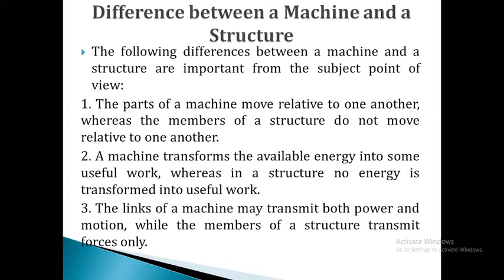Second difference between the machine and the structure is a machine transforms the available energy into some useful work, whereas in a structure no energy is transformed into useful work. Now the third difference is the links of a machine may transmit both power and motion, while the members of a structure transmit forces only.